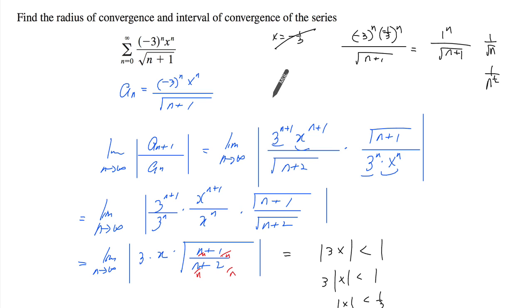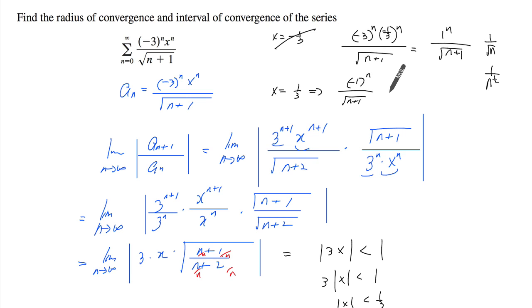Let's now check when x is equal to positive 1 over 3, right? So similar to this, we'll just still have that negative, negative to the power of n, because there's only one negative here, right?